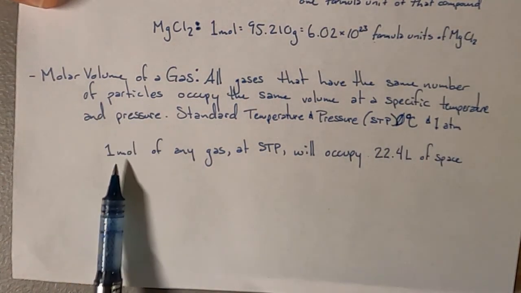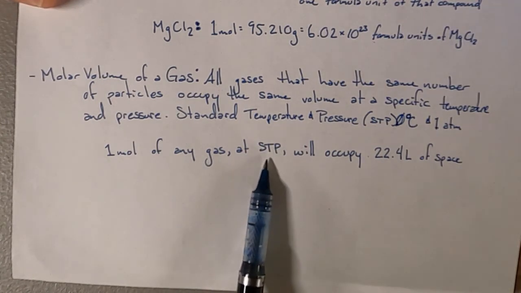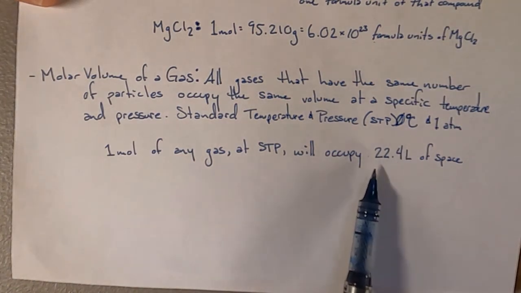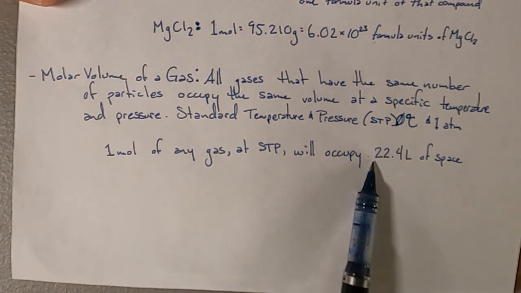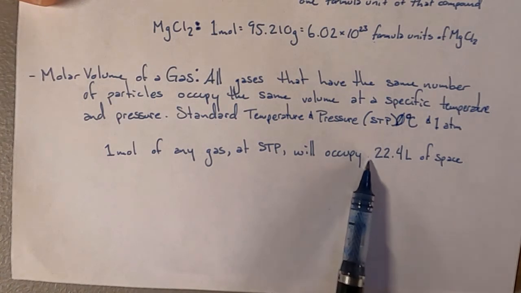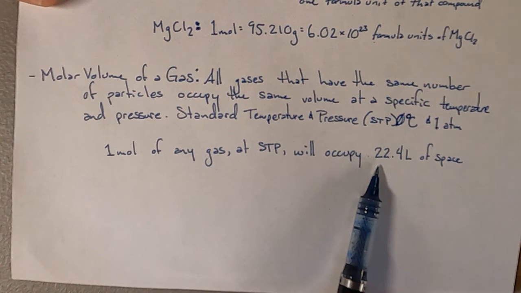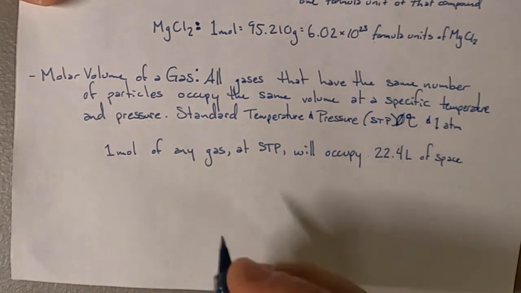And the molar volume of a gas is that 1 mole of any gas, so long as it is at standard temperature and pressure, will occupy 22.4 liters of space. And so what that means is that in 11 2-liter bottles of gas, like if you had emptied out soda from 11 2-liter bottles, the number of molecules of gas in those 11 2-liter bottles is 1 mole, is 6.02 times 10 to the 23rd.